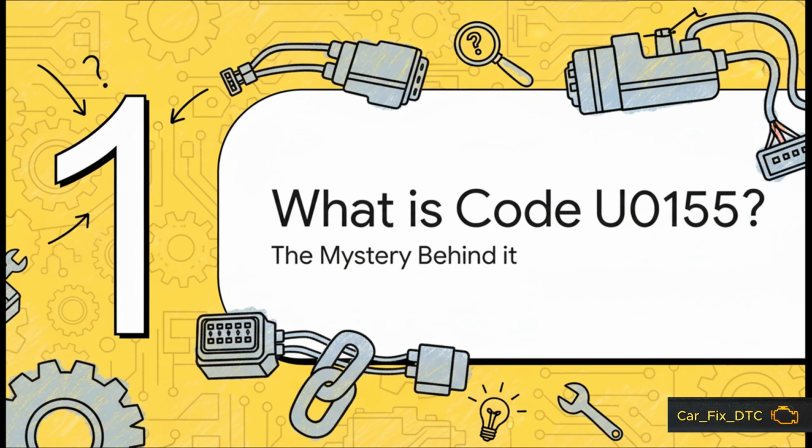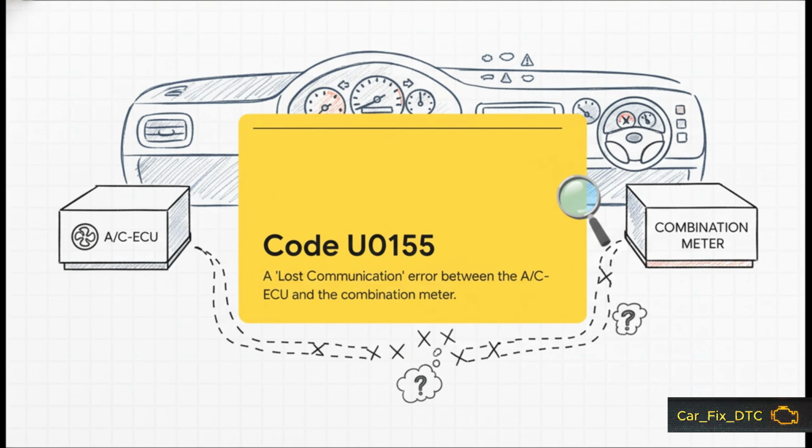Like any good investigation, we gotta start with the first clue. So what exactly is code U0155? Right off the bat, this isn't a mechanical failure in the way you might think. Nope. Code U0155 is what's called a lost communication error. In plain English, it means your car's air conditioning control unit, that's the AC ECU, isn't getting the signals it needs from the combination meter. And the combination meter? That's just the fancy name for the instrument cluster right behind your steering wheel. You know, with the speedometer and all the warning lights.